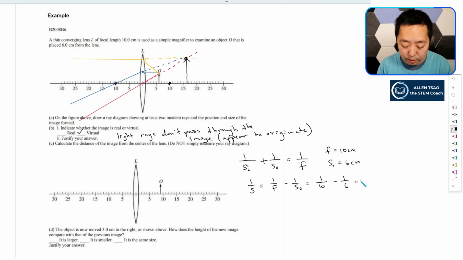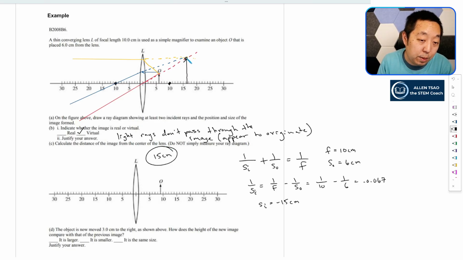1 divided by 10 minus 1 divided by 6 is going to be negative 0.067. So then the S_I is going to be 1 divided by that, and that's going to be negative 15 centimeters. Now, what's the distance? The distance is going to be 15 centimeters. So I was pretty close on my picture. It should have been more like over here, but I was just eyeballing those straight lines there. So about there. Okay, and that's that part there.